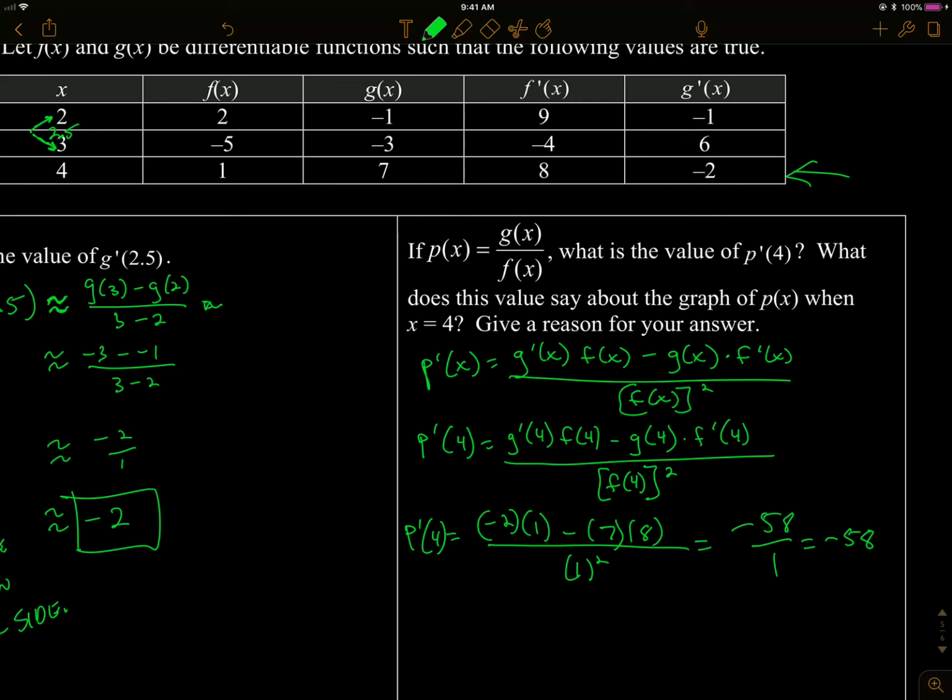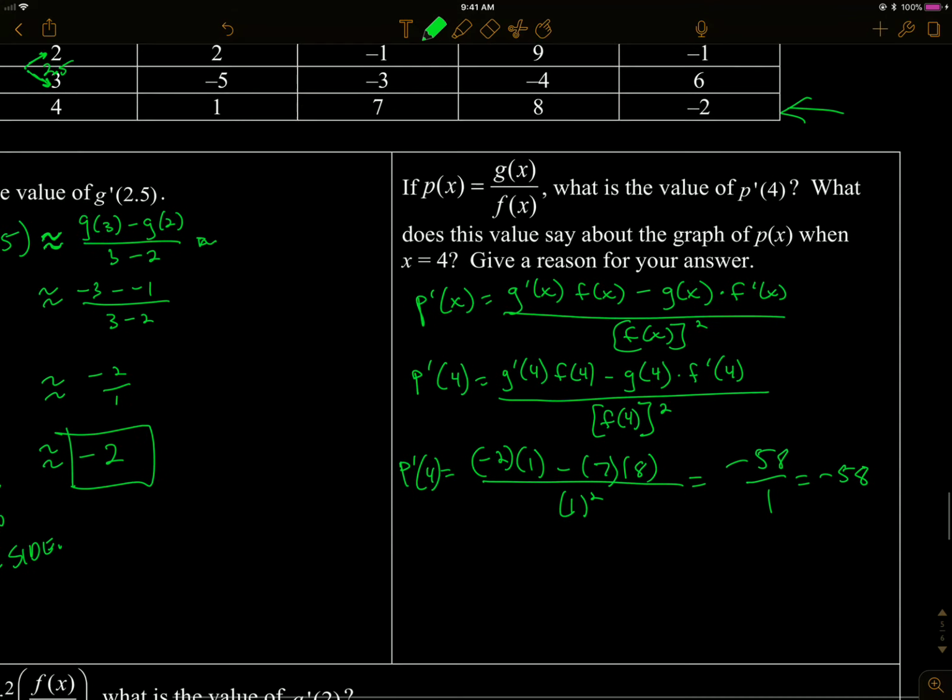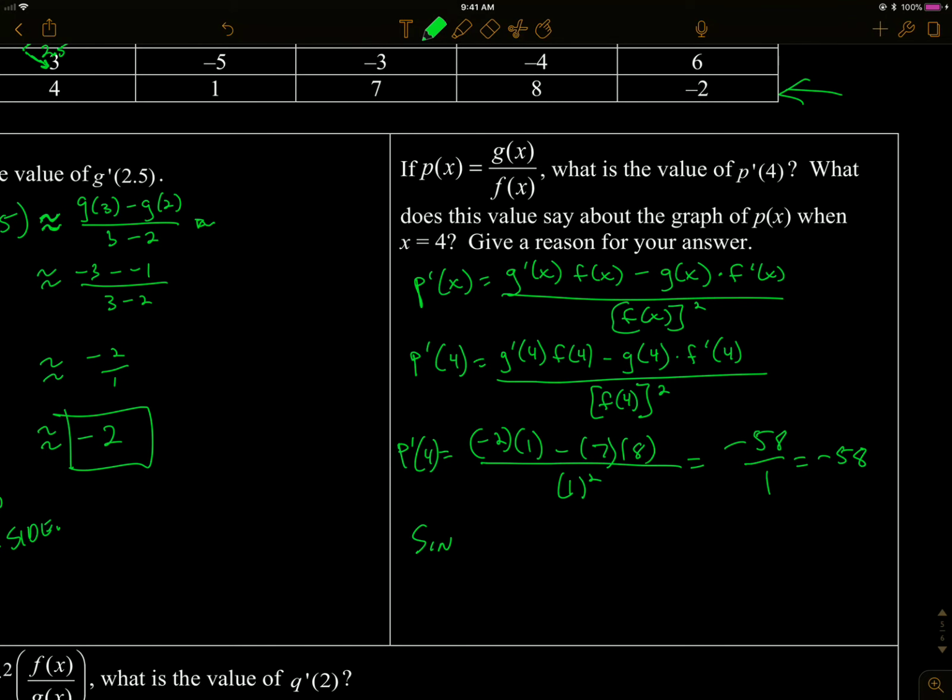So that's negative 58. What does this value say about the graph of p when x equals 4? So we would say since p prime of 4 is less than 0, the p of x is decreasing at x equals 4.